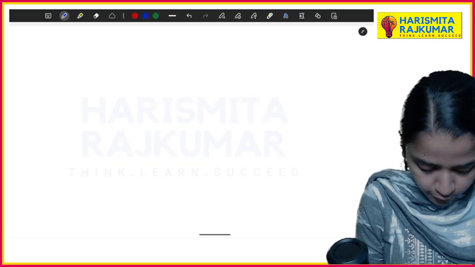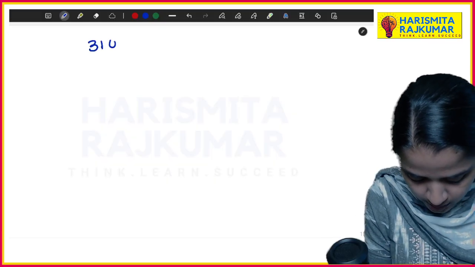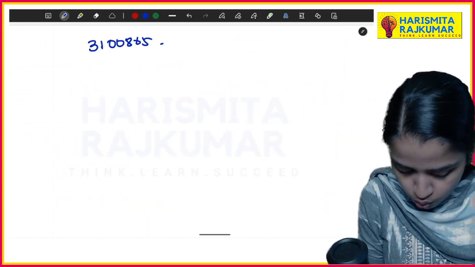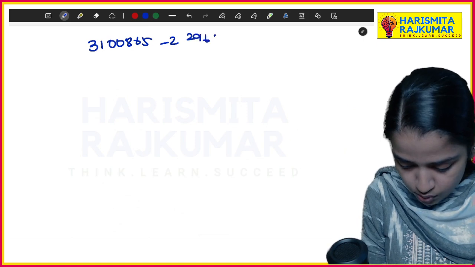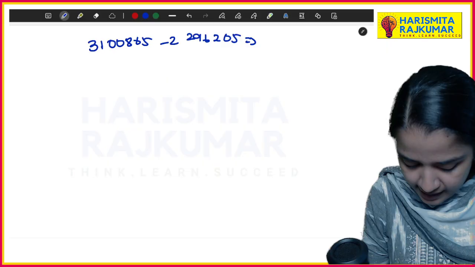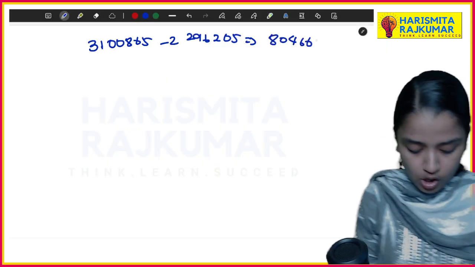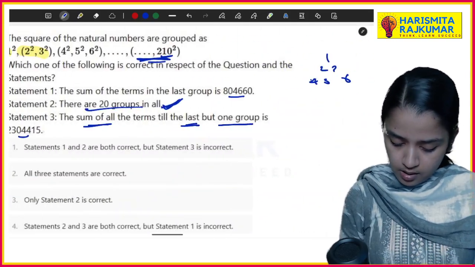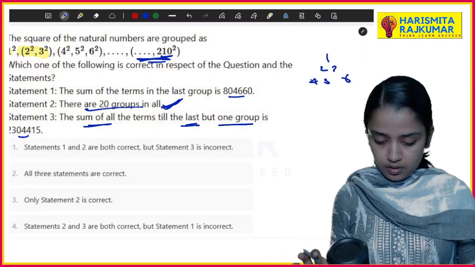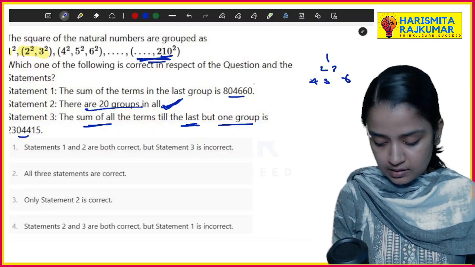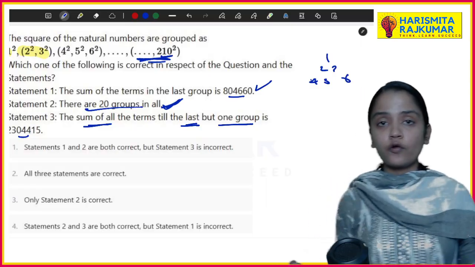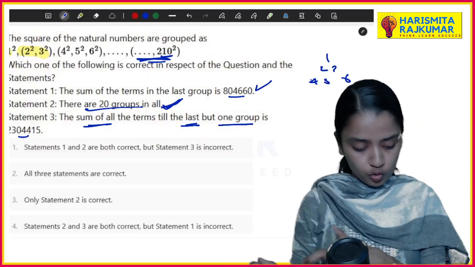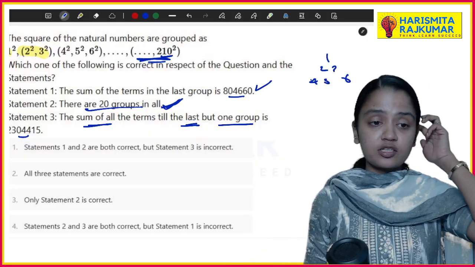Only when you subtract these two will you get the answer for this one. So the answer is 3100865 minus 2296205. You'll get 804660. So this is the answer you'll get, the sum of the last group is 804660. And the sum till the last group, that also you will get approximately.